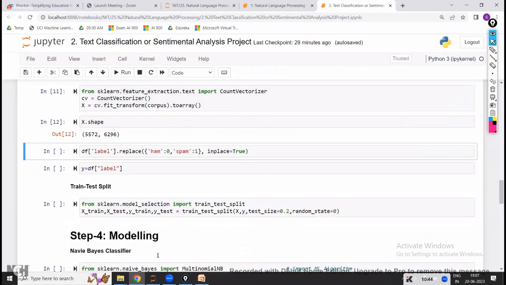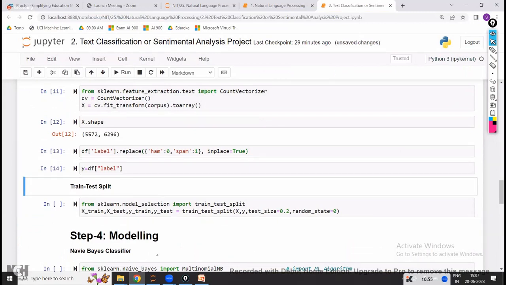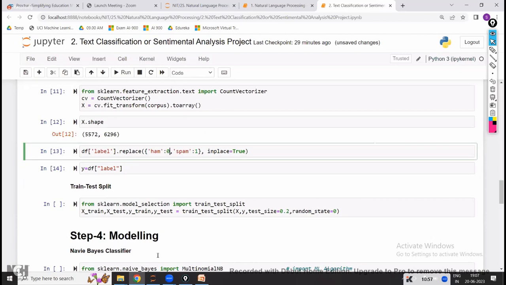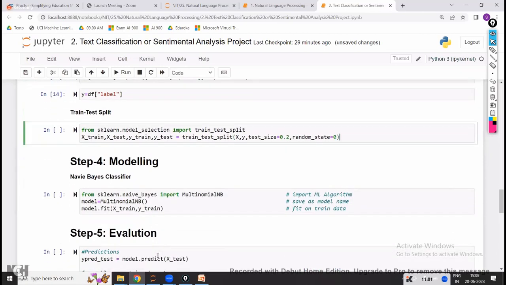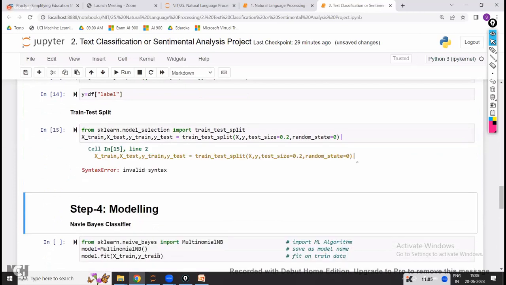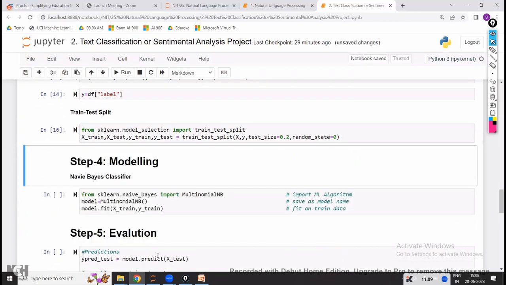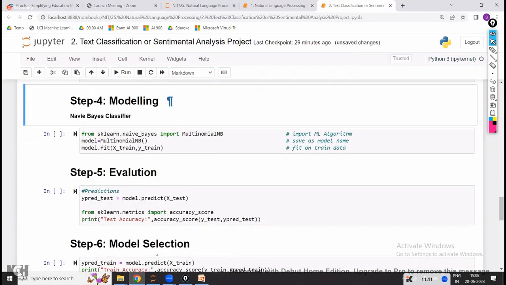Now here we have 5,572 mails with 4,296 unique words. For the output variable, wherever it is ham I take 0, and spam I replace with 1. Now you are going to apply the train test split, and after that you are going to do the modeling.